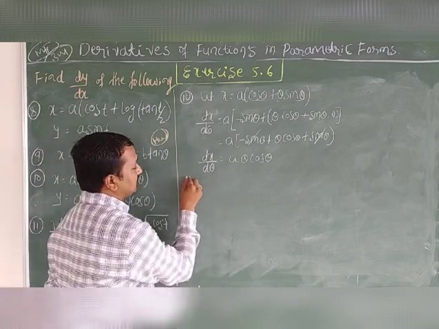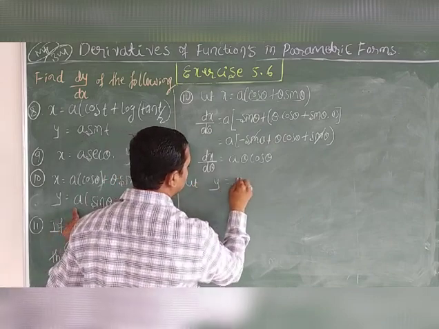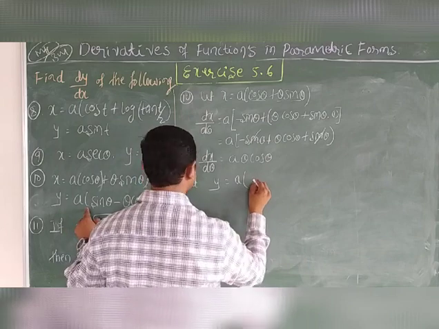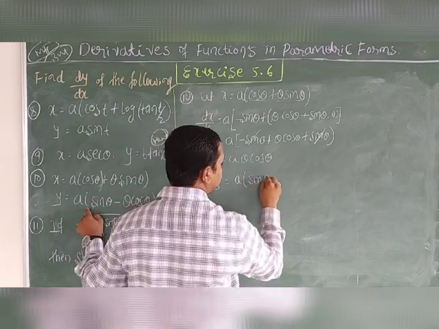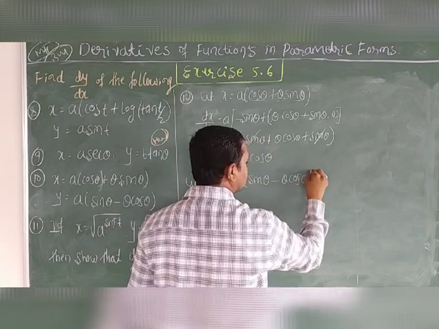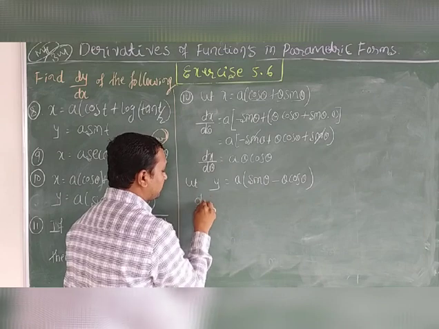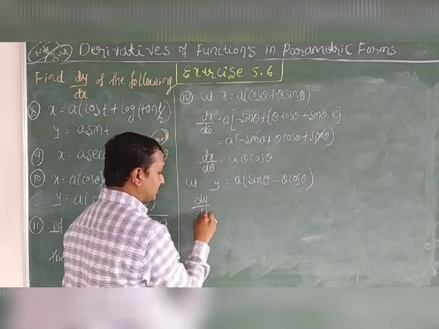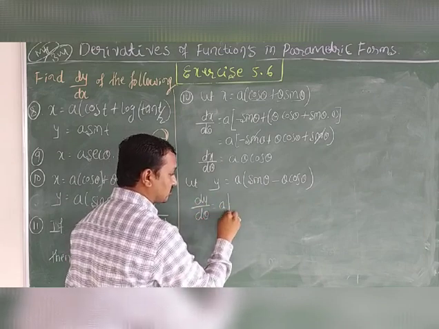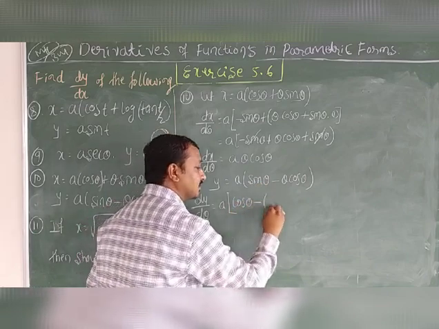The next, let us consider y. So what is your y? Y is equal to a in the bracket sin theta minus theta cos theta. This also is a multiplication term. This is also a very important example, students. Then dy by d theta equal to, take a as common. So the derivative of sin theta is cos theta. Okay, minus in the bracket.